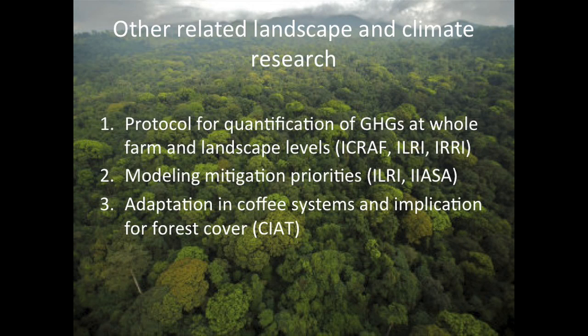So 3 final projects that I wanted to mention so that you know the scope of what we're doing. We've got a very technical project looking at a protocol for the quantification of greenhouse gases in smallholder landscapes, both at the whole farm and landscape level. We're doing that in Western Kenya and in the Philippines, and a little bit in Vietnam. We're also doing some modeling of what mitigation priorities should be at a landscape level. And finally, one of my most favorite, we're looking at what happens as coffee systems adapt to changing climates by moving up the landscape, especially in the Andean countries, and how that affects pressure on the forests and mitigation. So that is it.